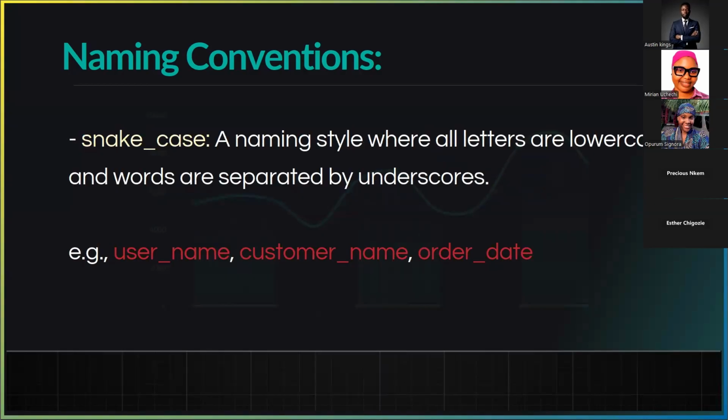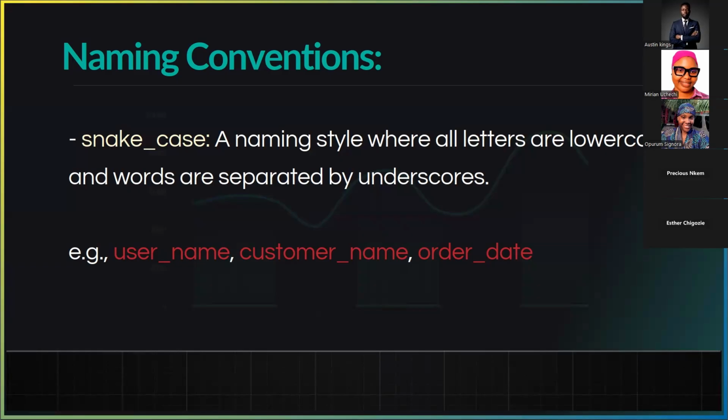So the third naming convention, this is the most common one though, is a naming style where all letters are lowercase and words are separated by underscores. So this is snake case. You can see they are all lowercase, but there is an underscore separating them right there. You can see user_name, customer_name, other_name.